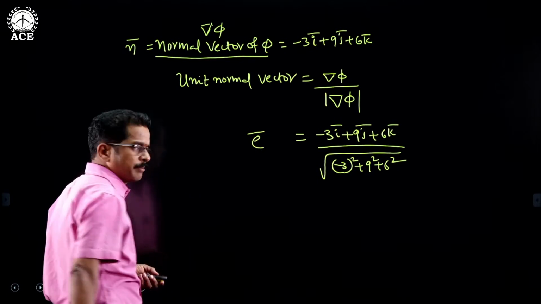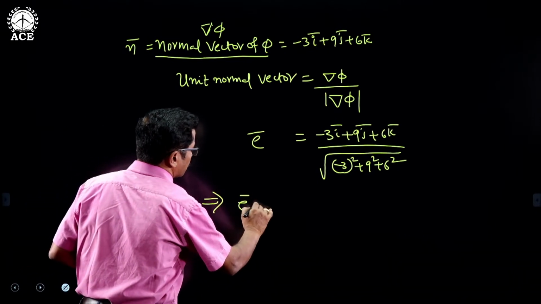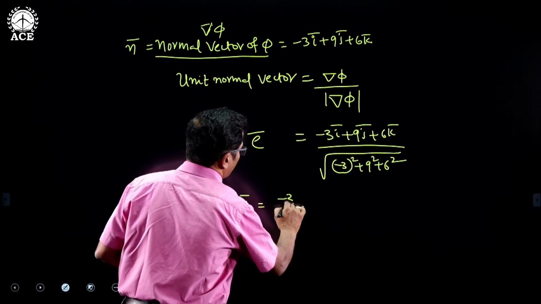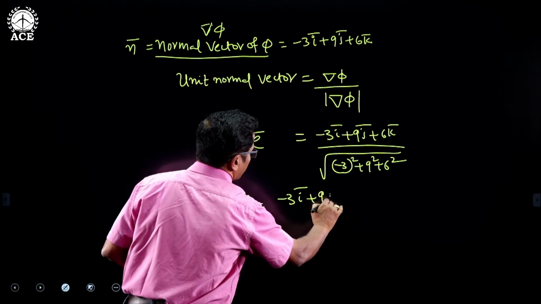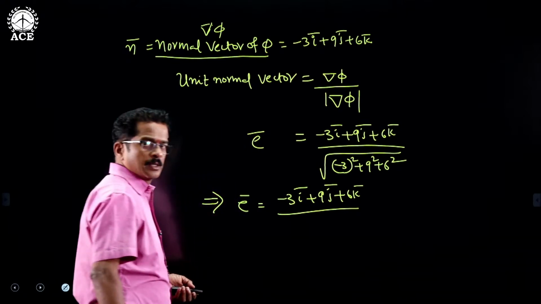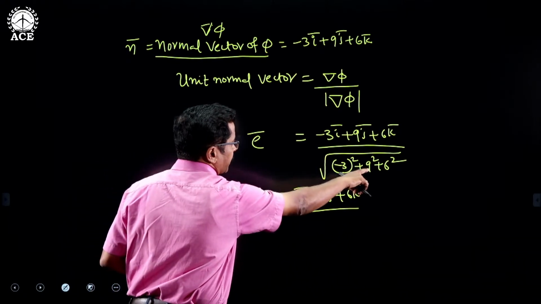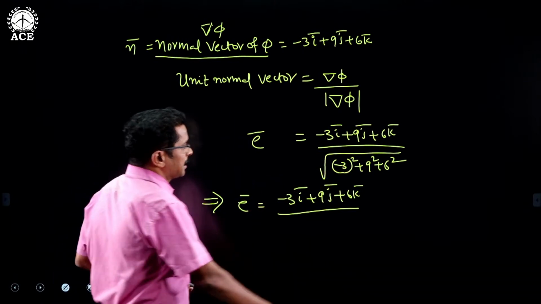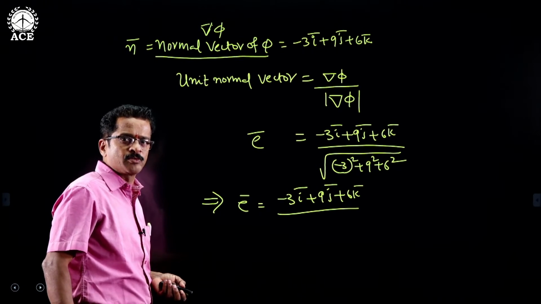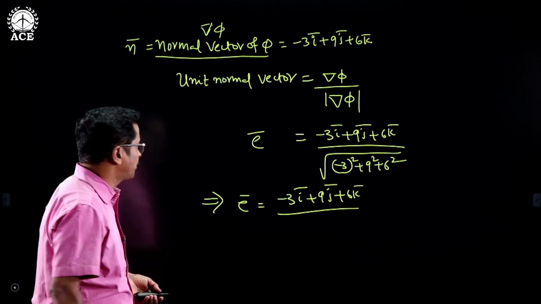So the unit normal vector, n bar by modulus of n bar, is represented by E cap or E bar. That implies E bar, or unit normal vector, equals minus 3i bar plus 9j bar plus 6k bar by root of: minus 3 whole square is 9, 9 plus 9 square 81, 81 plus 9 is 90, plus 36, 126. 90 plus 36 is 126. Root of 126. So how can you write root of 126?